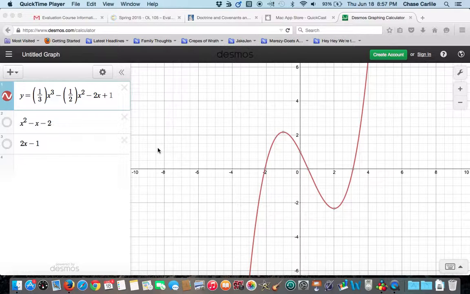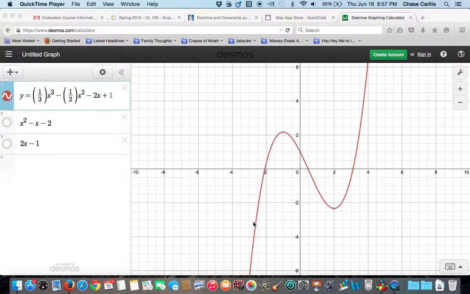So first I wanted to put the original function up here on the graph. As you can see, we have 1/3 x cubed minus 1/2 x squared minus 2x plus 1. As we've talked about before with the first derivative, what we're really trying to find is where your original function has a maximum or a local minimum. And it will also tell you the direction in which your graph is going.